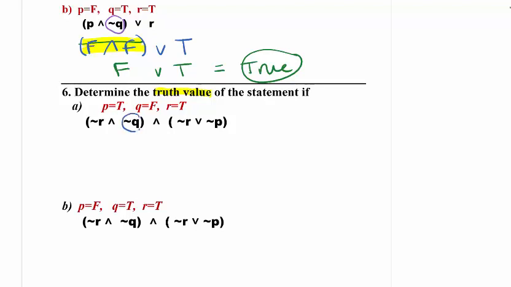So again, I'm going to go ahead and plug in just for those negations. So negation of R is false. Negation of Q is true. Bring my symbol down. Negation of R is false. Bring my symbol. Negation of P is false. So easy to do something wrong there. Double check what you have.